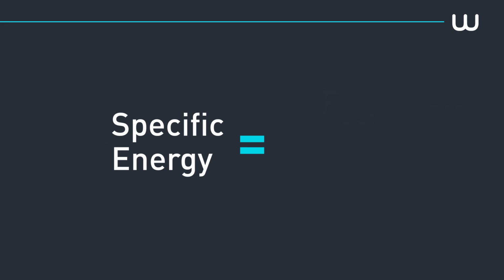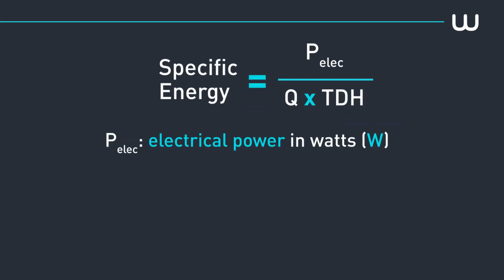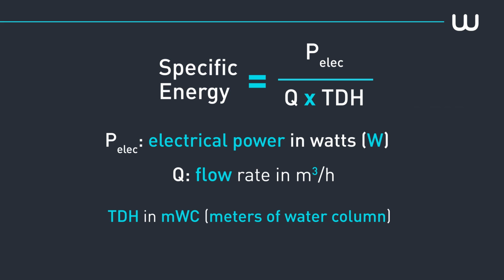The specific energy is obtained by dividing the electric pump unit's power by the discharge flow rate and TDH. The power is expressed in watts. The flow rate is expressed in cubic meters per hour. The TDH is expressed in meters of water column. A pump's specific energy is thus expressed in watt-hour per cubic meter of water column.